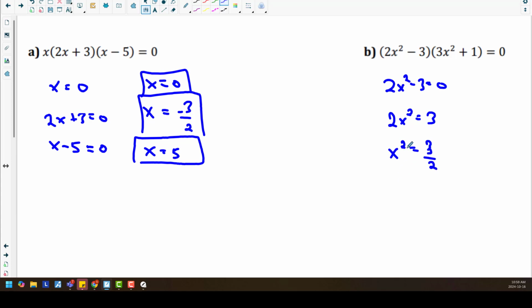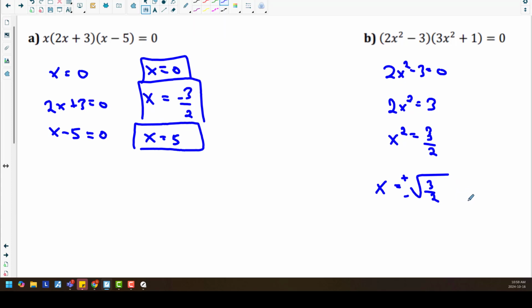At this point, I have a square on one side, so I can just take the square root. And here, don't forget that there is always a positive answer and a negative answer. So there's two solutions here. Positive square root of 3 over 2, and then the negative root of 3 over 2.